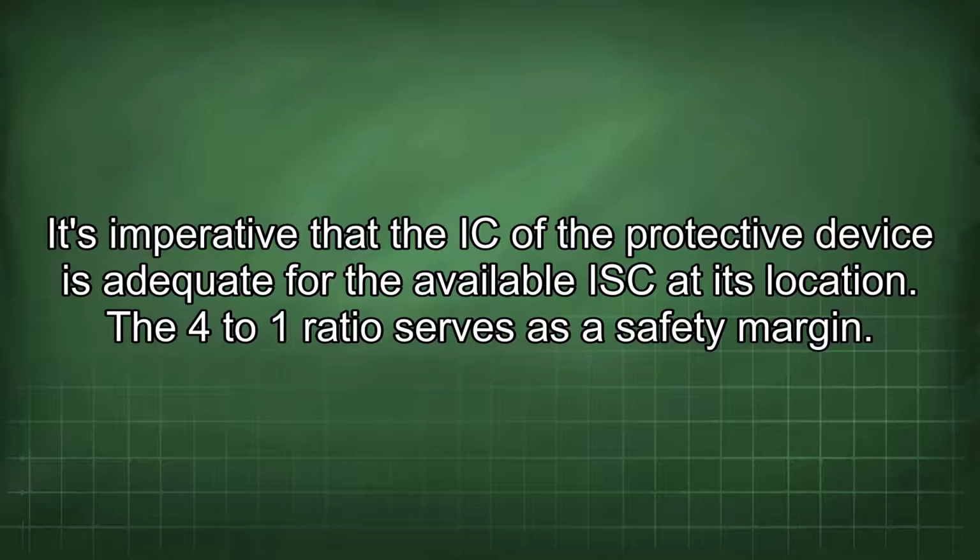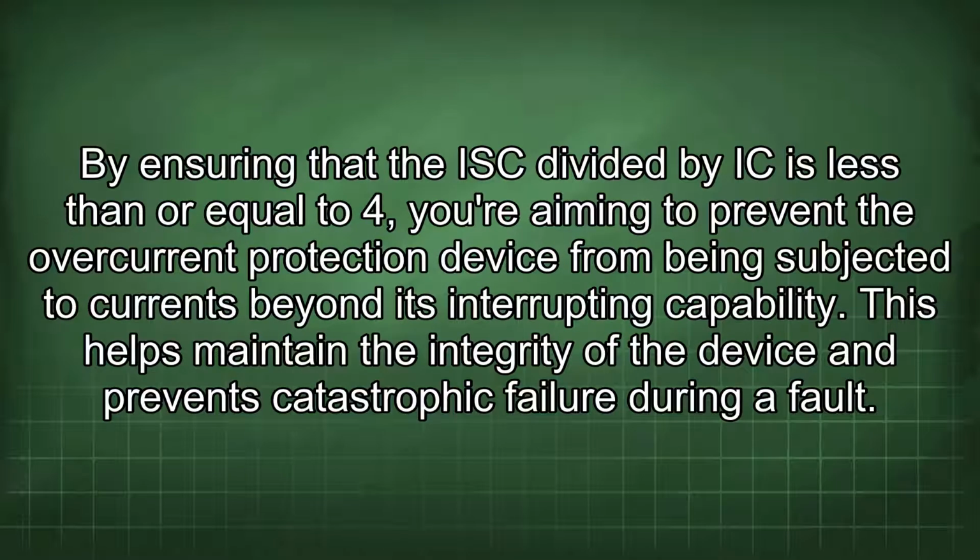The 4:1 ratio serves as a safety margin. By ensuring that the ISC divided by IC is less than or equal to 4, you're aiming to prevent the overcurrent protection device from being subjected to currents beyond its interrupting capability. This helps maintain the integrity of the device and prevents catastrophic failure during a fault.